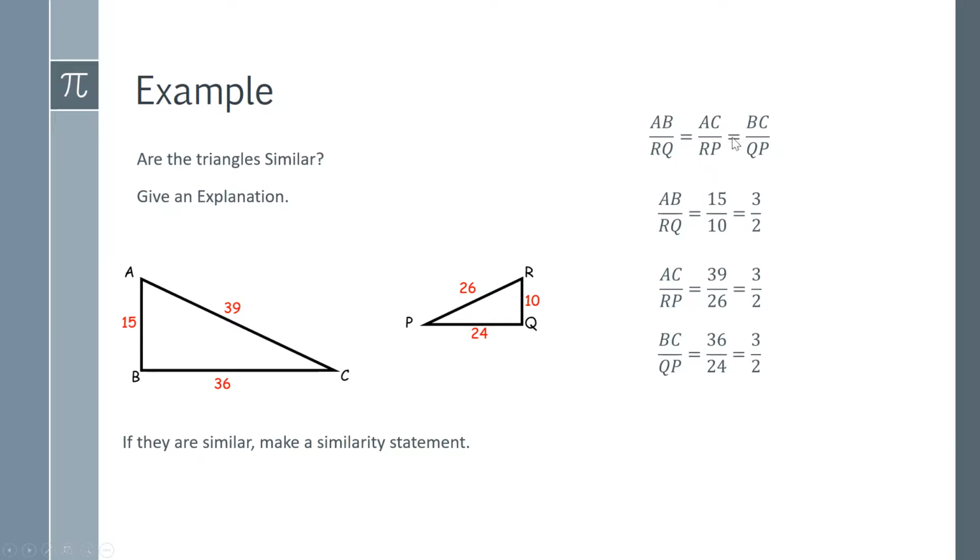So since these three all are equal, we've got similar triangles. ABC is similar to RQP. Make sure you label those in the right order. So A goes with R, B goes with Q, C goes with P. And what's the reason? Side, side, side, similarity theorem.